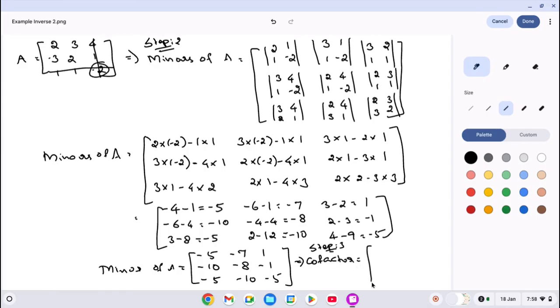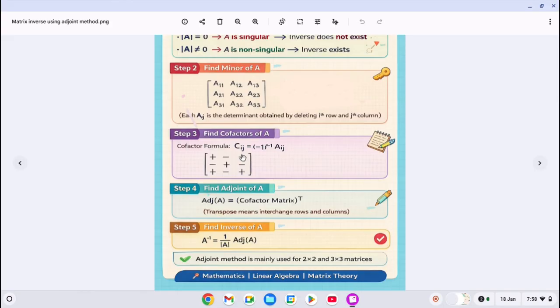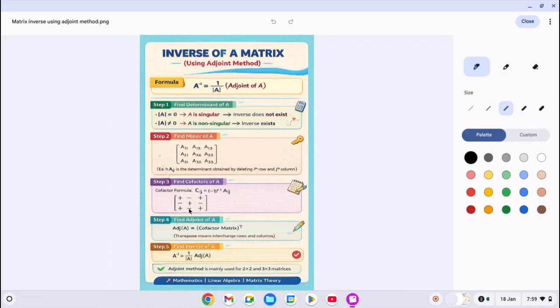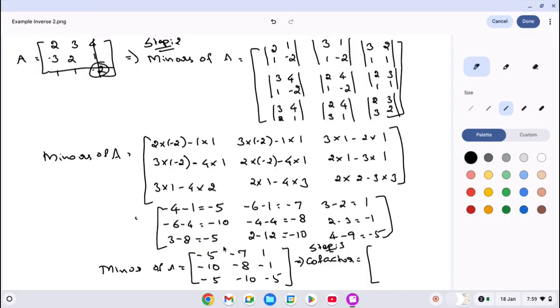You have to include the sign. What is the sign you have to include? See here: plus, minus, plus, minus, plus, minus, plus, minus, plus. In these four places you have to include minus. If you include plus, the sign will not change. If you include minus in these four places, it becomes the cofactor. So in this place and this, you have to include a minus. So minus into minus becomes plus. Other things you write as they are.